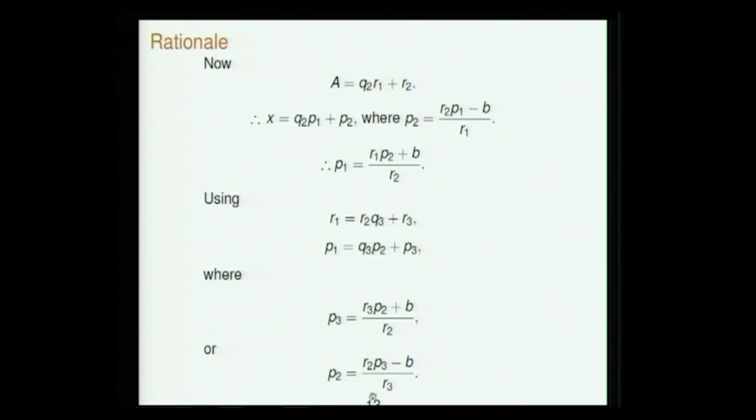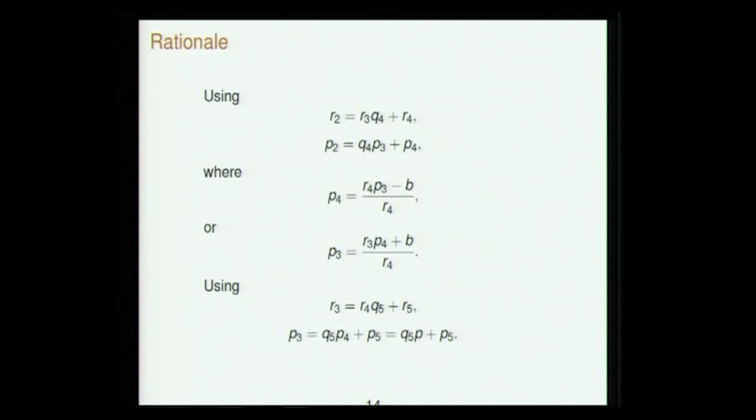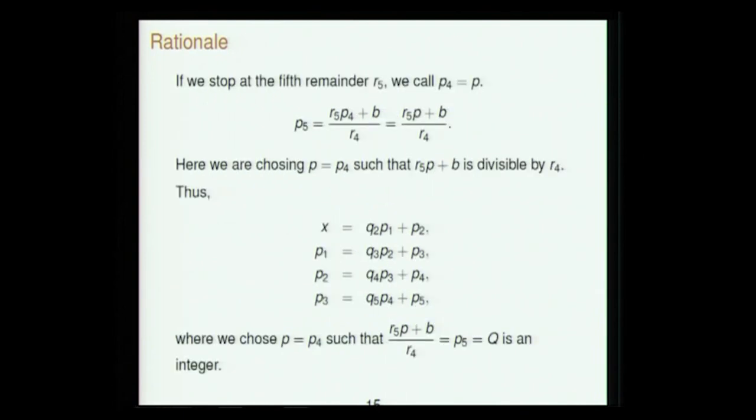You get these kinds of equations. You can have a closer look later. Now, at some stage you are choosing a number. Let us say we stop at the fifth remainder R5 and we call P4 as P. So, the procedure which was given was that this R5 P4 plus B by R4 must be an integer, you call it P5. So, it is equal to this. So, here we are choosing P is equal to P4, such that this is divisible by R4.